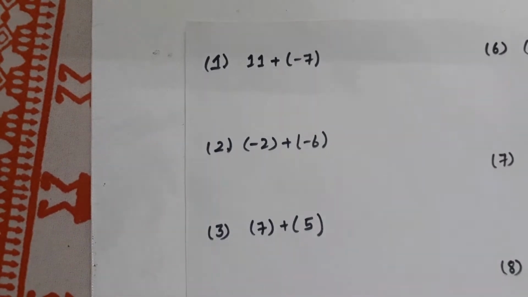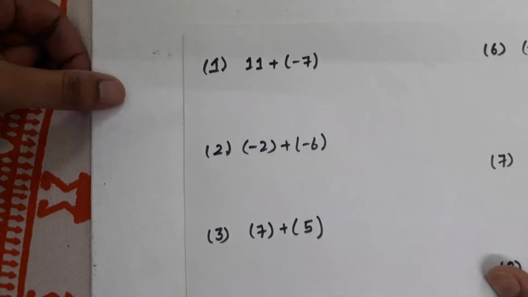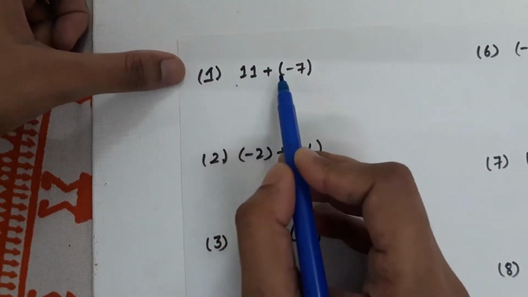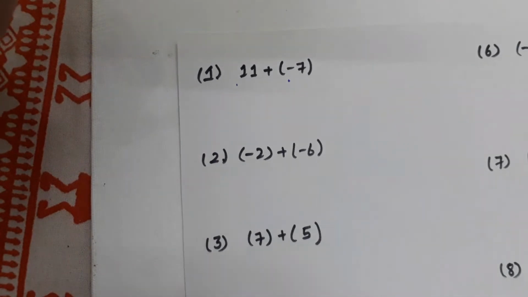I have taken a few numbers here just for revision. So the first problem is 11 plus minus 7. Here one number is positive, one number is negative, meaning they have a different sign. If they have a different sign, I have to subtract the smaller number from the bigger number.